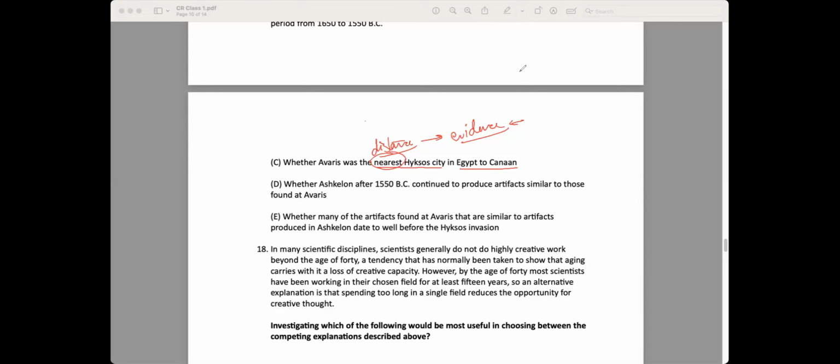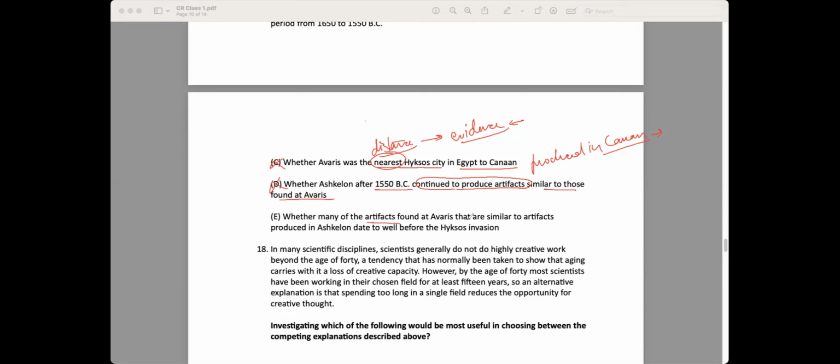Out. Whether Ashkelon after 1550 BC continued to produce artifacts similar to those found at Avaris. Again, whether they continued after that or not, that's not a point. The evidence is that those artifacts were produced in Canaan at the time of invasion. Whether they continued or discontinued really doesn't make any difference.